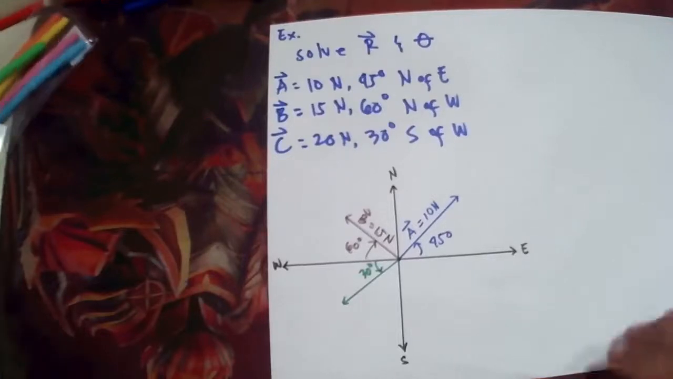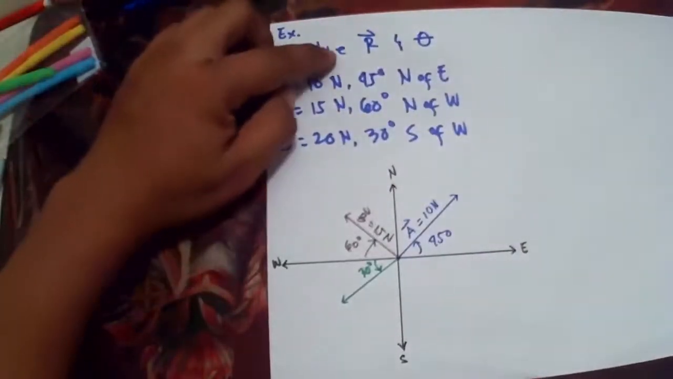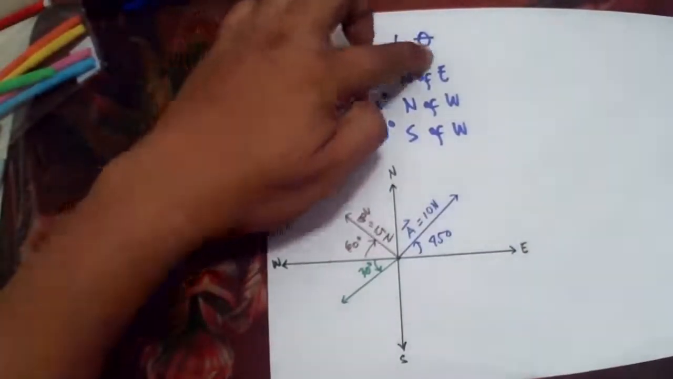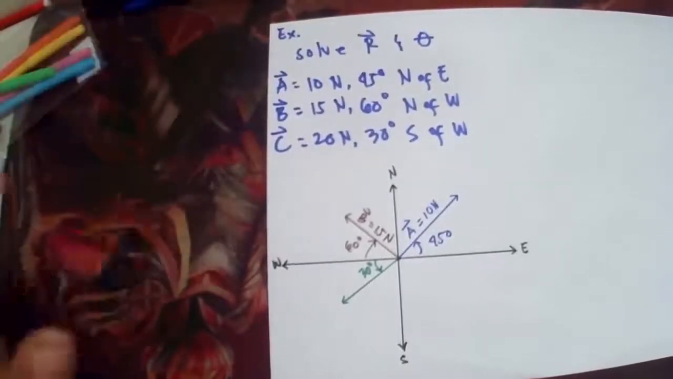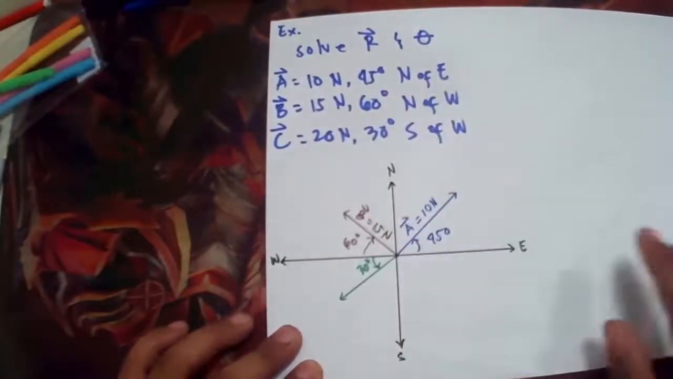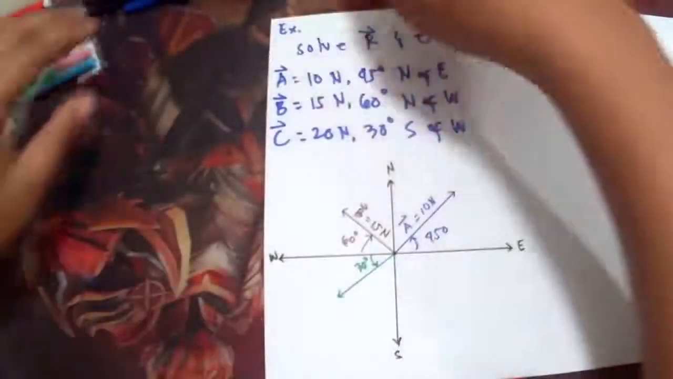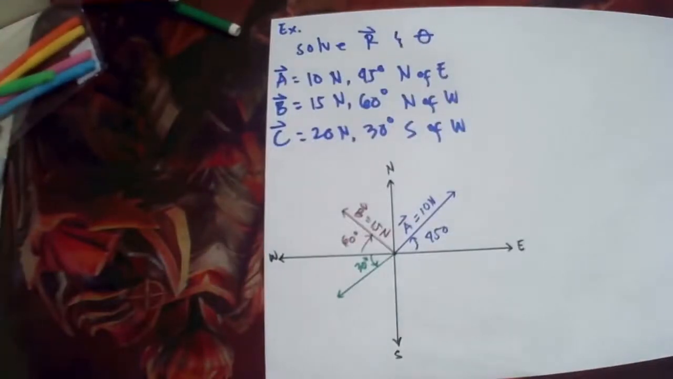So for example, we have here vectors. The problem is we're going to solve for the resultant vector and the direction of these three vectors. The vector A, or the first vector, is 10 newtons, 45 degrees north of east. And the second vector is 15 newtons, 60 degrees north of west. And the third vector is 20 newtons, 30 degrees south of west.